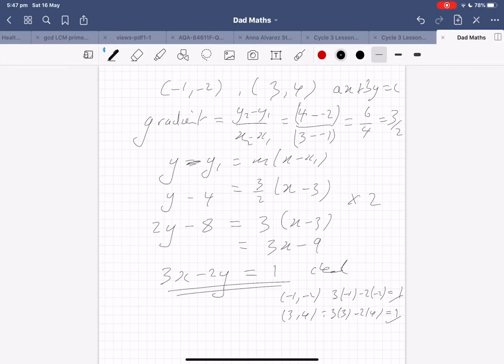Okay, so that is the implicit or standard form equation for the line between 2 points given by coordinates.